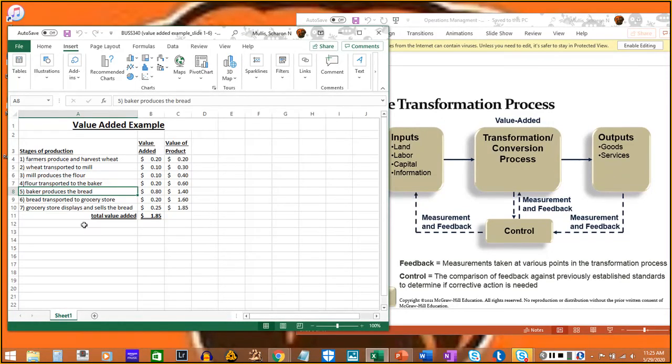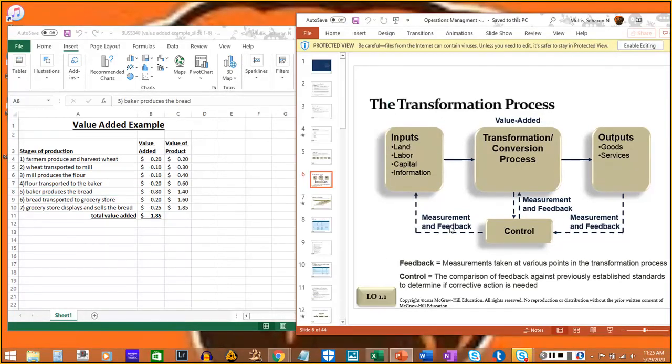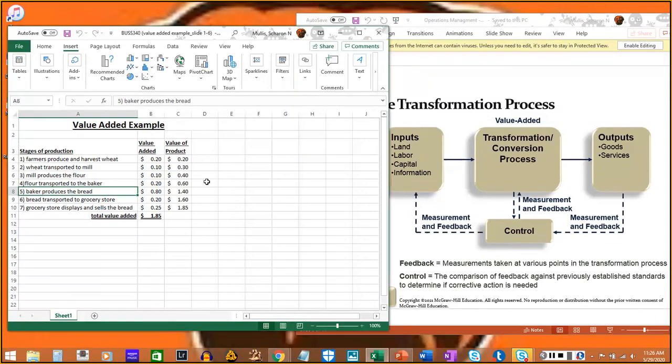Correct. So again, even in stage 5, they're gonna take some feedback. They're gonna know, okay, this customer likes this type of bread. This customer doesn't like this type of bread. They're gonna take that feedback and then use controls and measurements to change. Well, I'm not gonna waste my money on this kind of bread or this ingredient because the customers don't even want it. All right. So stage 5, that costs 80 cents. That's probably the biggest expense, and that brings the value of the bread to $1.40.